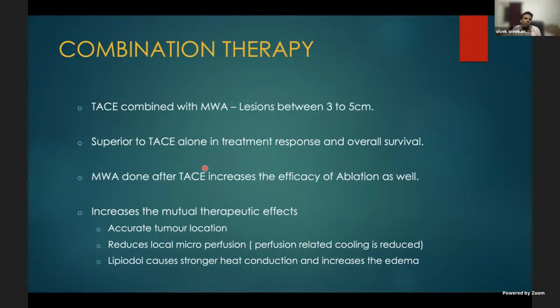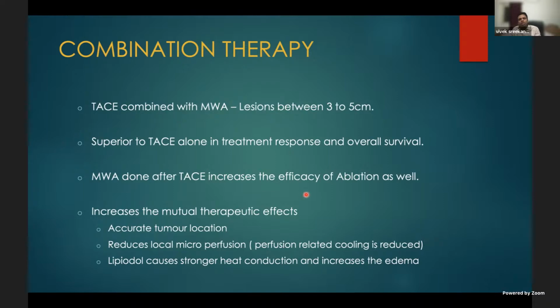And after the TACE, once we stop the perfusion, the tumor perfusion related cooling is also reduced. So that enhances the efficacy of the ablation as well, because in the TACE, we knock off the artery by giving a gel form at the end. Which we'll discuss in the next few slides, the mechanism of the TACE and the action of the TACE. So the perfusion related cooling is also reduced.